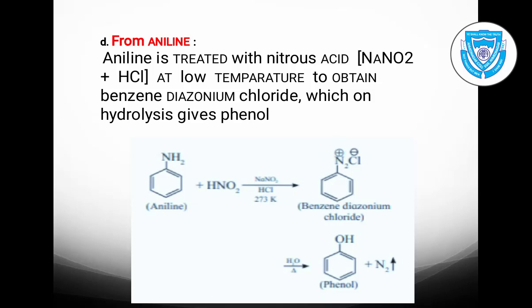You get 2 nitrogens and a chlorine, which on further hydrolysis will give you phenol with the removal of N2 and HCl. So from aniline, when it is treated with NaNO2 and HCl, you get benzene diazonium chloride. This is your diazonium salt, which on further hydrolysis will give you phenol, and N2 would be given out. So these were the methods of preparation of phenols.